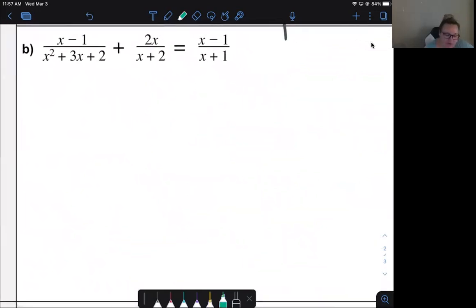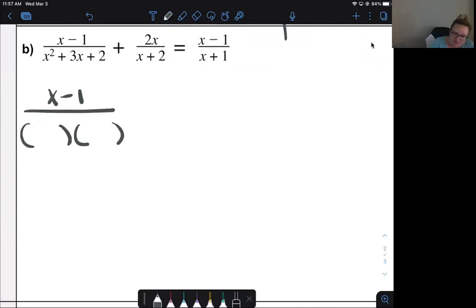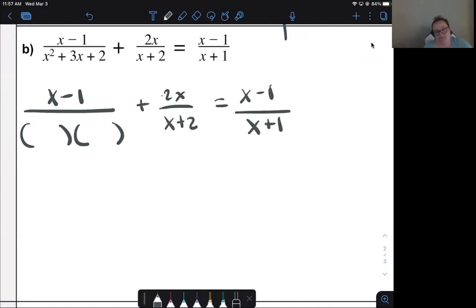x minus 1 over x squared plus 3x plus 2, plus 2x over x plus 2, is equal to x minus 1 over x plus 1. So the first thing you need to do is factor what you can. This first denominator will factor. The rest don't need to be factored. Go ahead and factor that on your own. What do you get? You should have gotten x plus 2 times x plus 1.